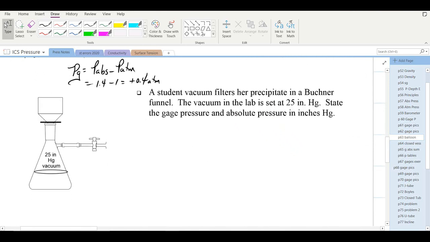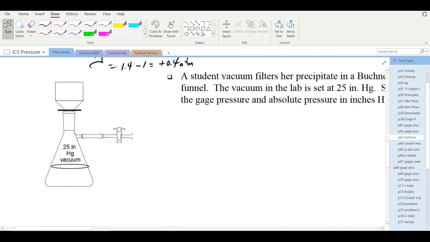A student vacuum filters her precipitate in a Buchner funnel. The vacuum in the lab is set to 25 inches of mercury. That's the vacuum. State the gauge pressure and absolute pressure in inches of mercury. So we have not complete vacuum. What would complete vacuum be? Complete vacuum would be 30 inches of mercury. That's 29.9 inches is one atmosphere. Keeping it simple, 30 inches.